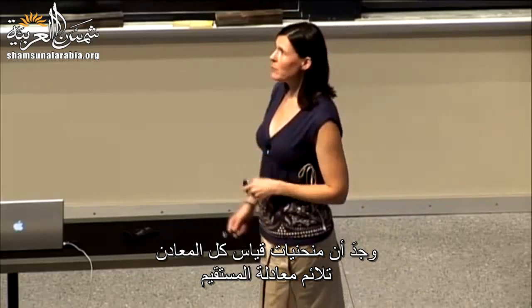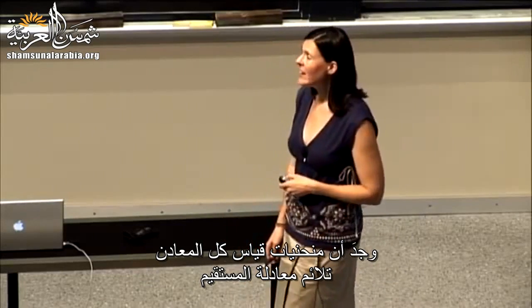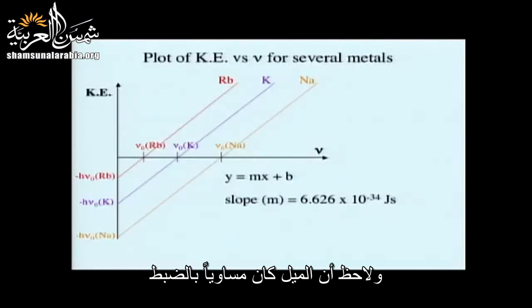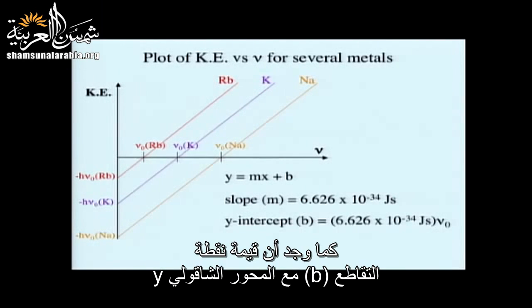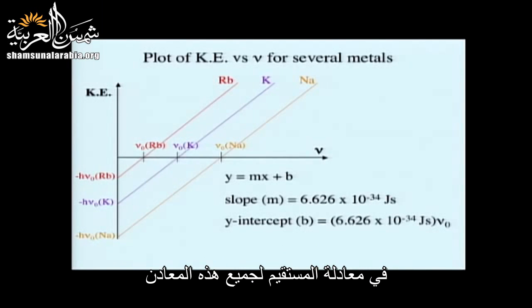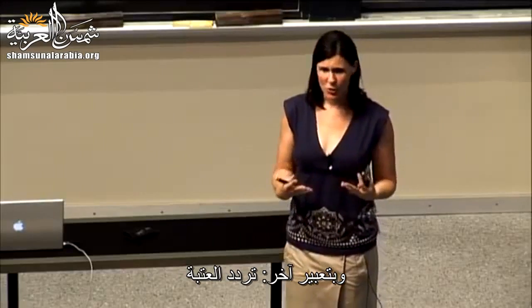So he fit all these to the equation of the line, and what he noticed was the slope was specifically this number, 6.626 times 10 to the negative 34 joules times seconds. And he also found that the y-intercept for each one of these metals was equal to basically this number here, which was the slope times the minimum frequency required of each specific metal. So that's the threshold frequency.